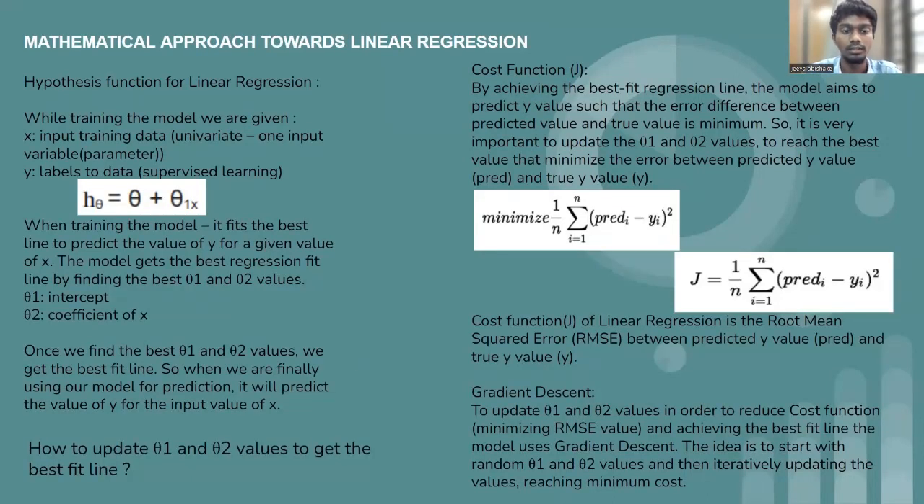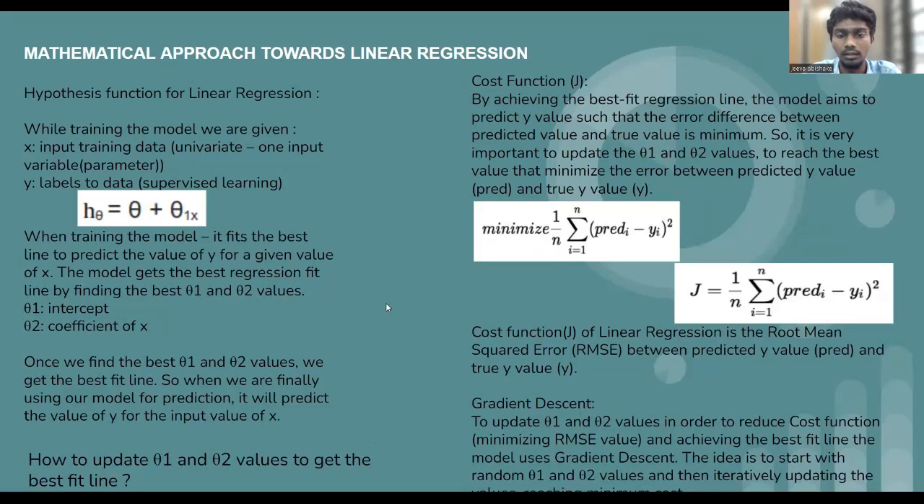How to update theta 1 and theta 2 values to get the best fit line? So here comes the cost function. By achieving the best fit regression line, the model aims to predict y values such that the error difference between predicted value and true value is minimum. So it is very important to update the theta 1 and theta 2 values to reach the best values that minimize the error between predicted y value and the true y value. So the cost function of linear regression is the root mean squared error between predicted y values and true y values.